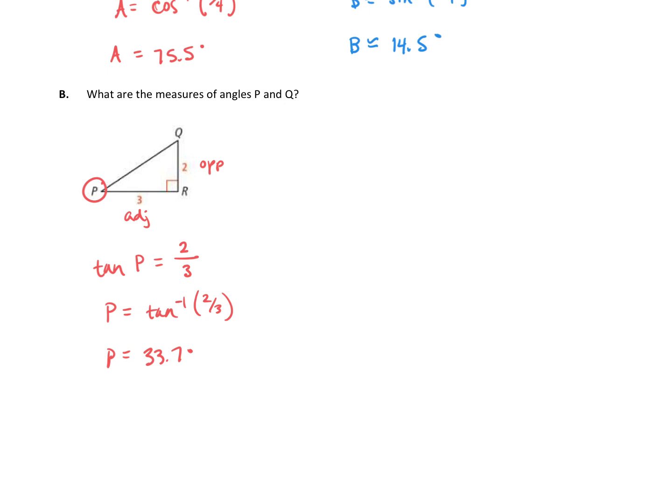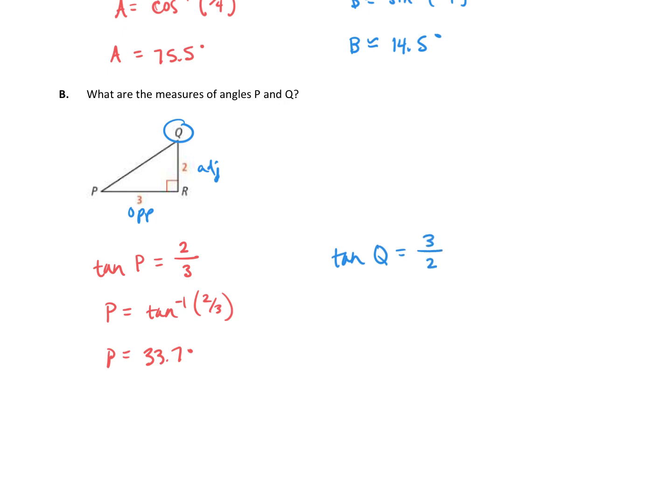All right, I'm going to come up to the picture, erase my labels, because now we need to find angle Q. So my labels might change. Now the opposite side is 3. We still don't know the hypotenuse, but the adjacent side is 2. Well, which trig function uses opposite and adjacent? Oh, that's our tangent function again. So tangent of angle Q is equal to the opposite side 3 over the adjacent side 2.